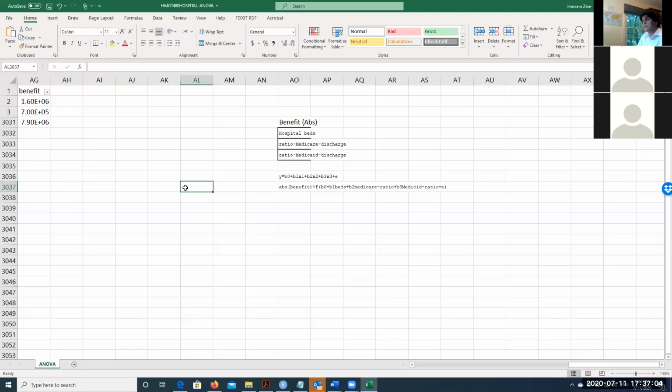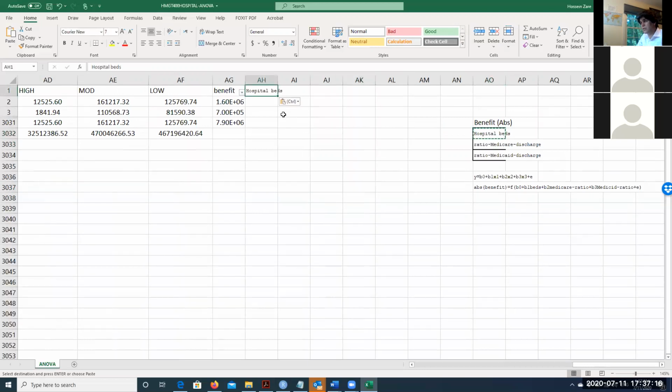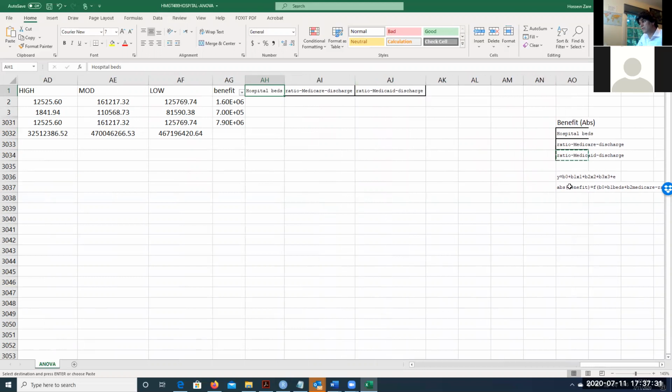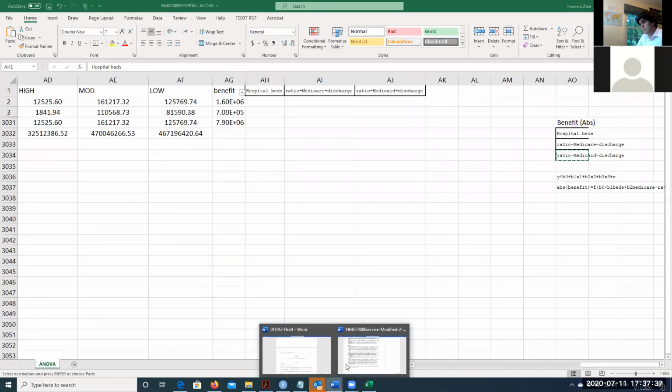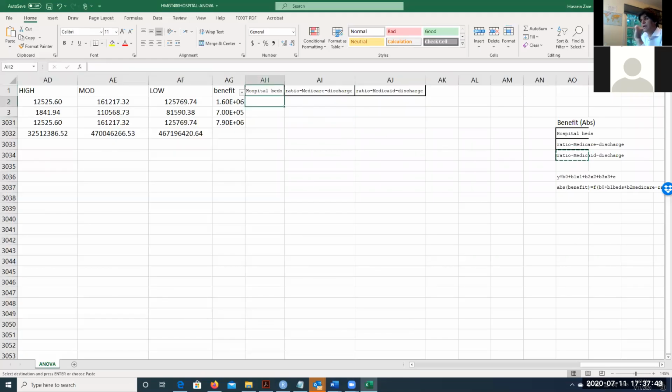Okay, let's go with this. We have benefits. We should compute the Medicare ratio. And we also need hospital beds. So the point about Excel is you should have all of them in the order as I wrote the formula. The reason I wrote the formula here is because I want to show you should have them exactly as it is here. So you should have a benefit first, then beds, then Medicare. Let's see, the question asks Medicare or Medicaid. Okay, Medicare and then Medicaid. You should have exactly the same as in the formula.